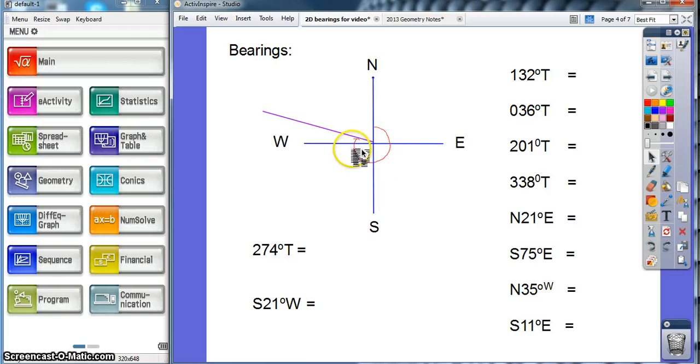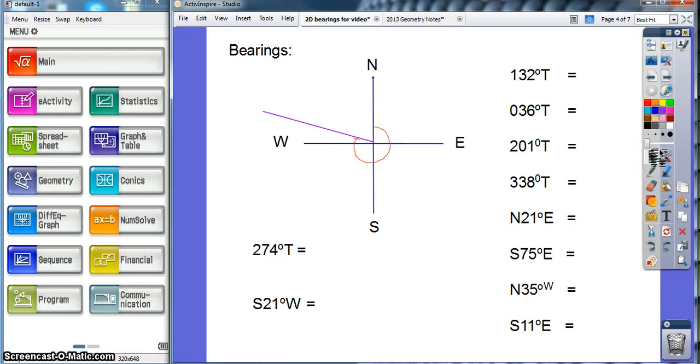Now there's a couple of other ways that we could say this, and one of them is in this reduced bearing format. Generally we either start at north or south, whichever is closest. You can see this line is closest to north. So we would be north and then travelling so many degrees in a westerly direction, so towards the west here.